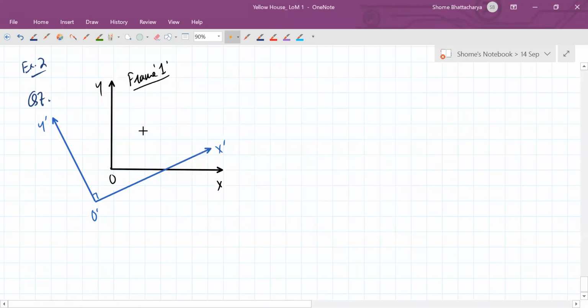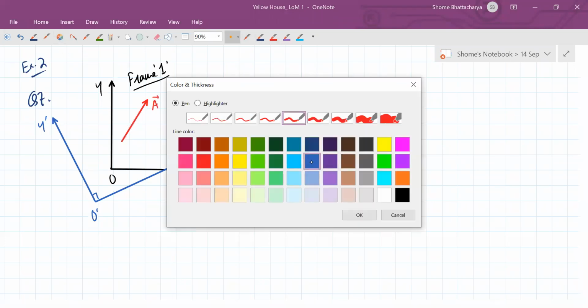So let's say it's an arrow like this. Arrow like this. This is a vector E. So how will its comparison look in frame 1 and frame 2? That is the thing you have to understand.